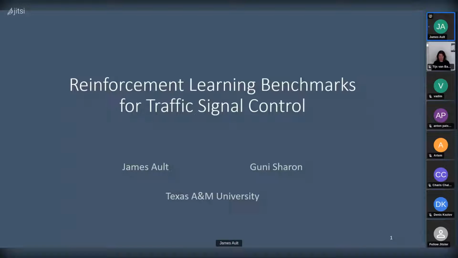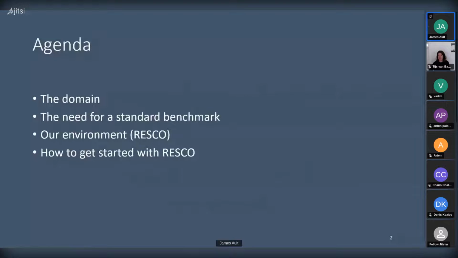And switch over to this. All right. So my name is James Ault. We created a benchmark for reinforcement learning and traffic signal control. And this was joint work between myself and my advisor, Dr. Gunny Sharon, here at Texas A&M University. There we go.